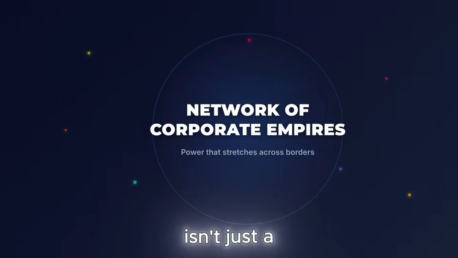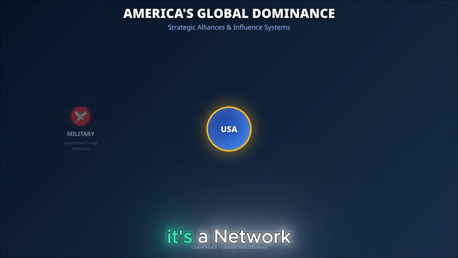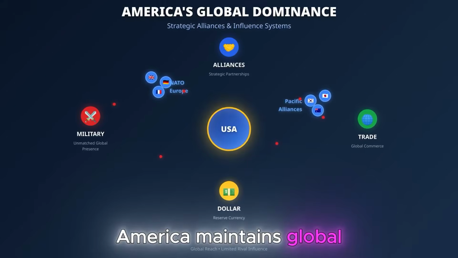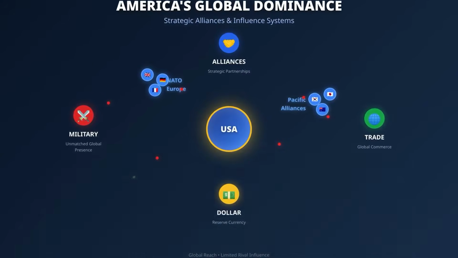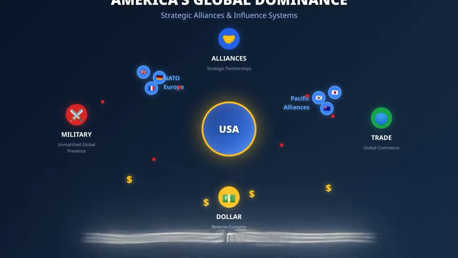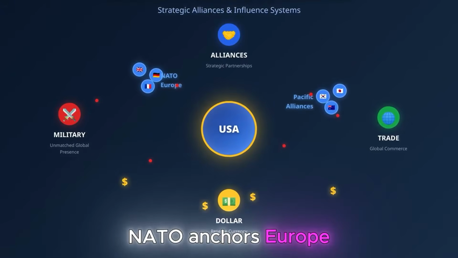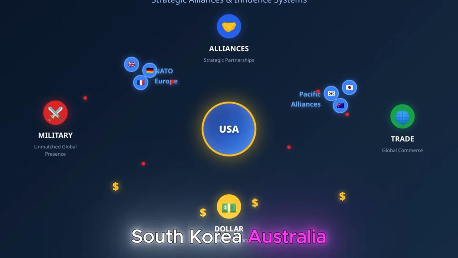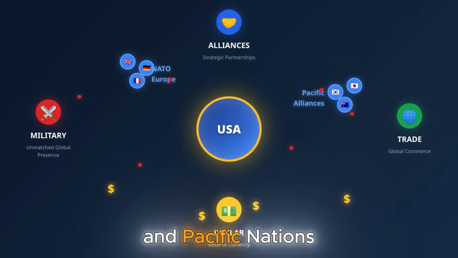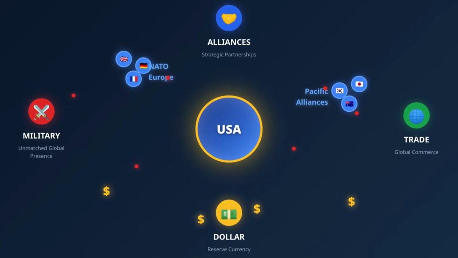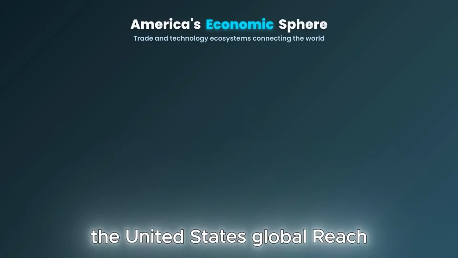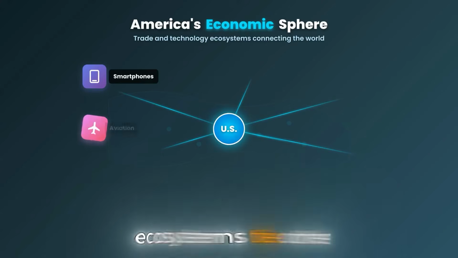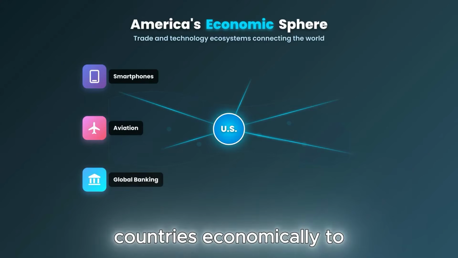The modern US isn't just a nation-state. It's a network of corporate empires whose power stretches across borders. America maintains global dominance through alliances, trade, the dollar system, and unmatched military presence. NATO anchors Europe. Alliances with Japan, South Korea, Australia, and Pacific nations anchor Asia. These partnerships give the United States global reach while limiting the influence of rivals.